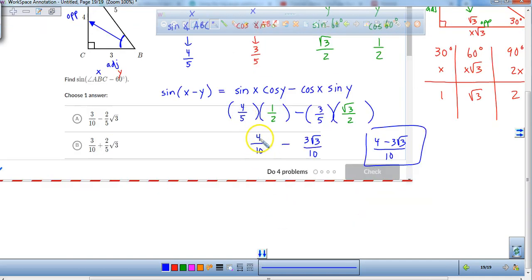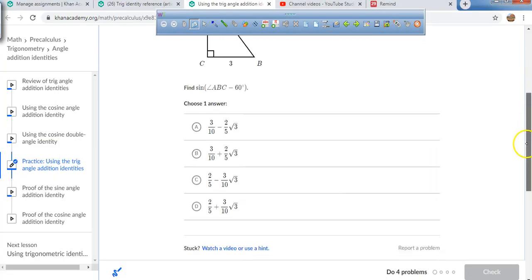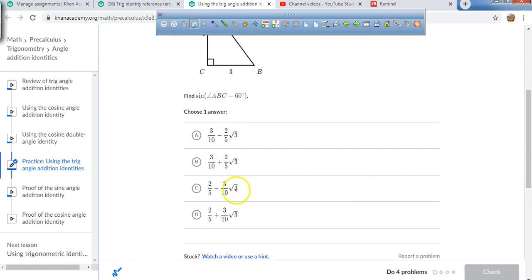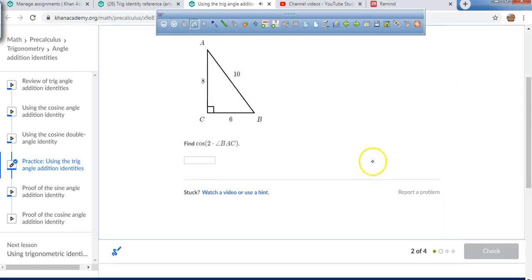But we're going to simplify this fraction, and 4 over 10 becomes 2/5, minus 3 radical 3 all over 10. Now I think they write it as 3/10 times radical 3, but that's going to be our answer. 2/5 minus 3 radical 3 over 10. So 2/5 minus 3/10 times radical 3, that's going to be our answer. We'll go on to another problem.